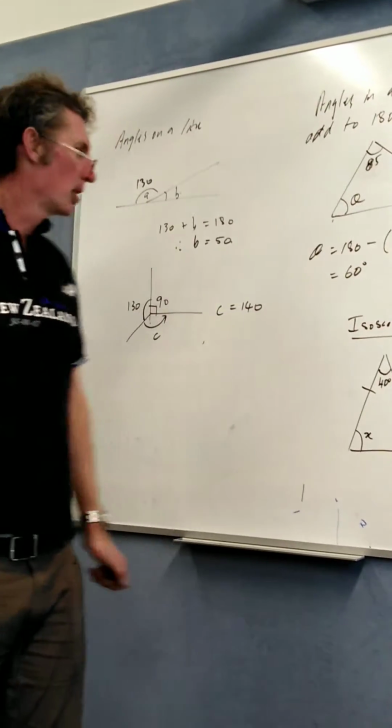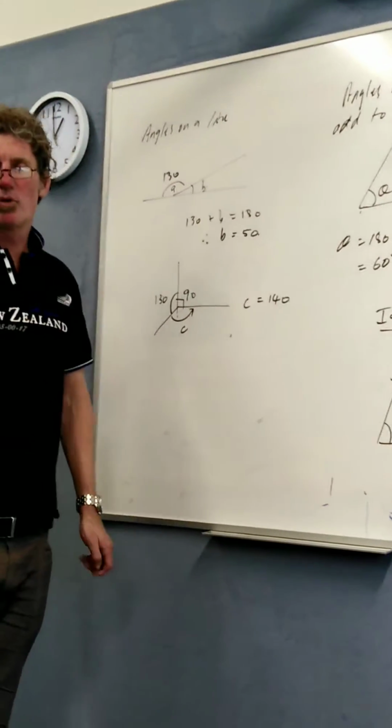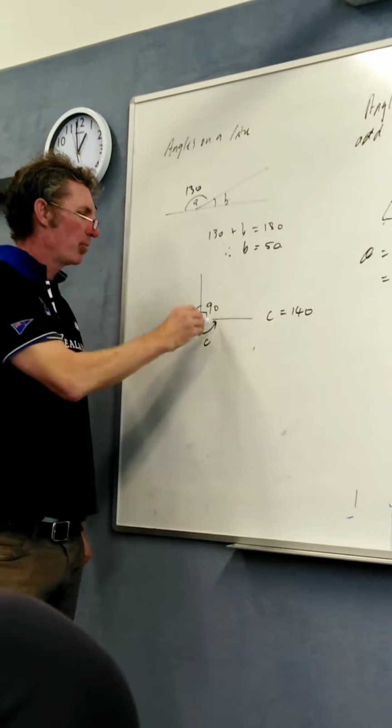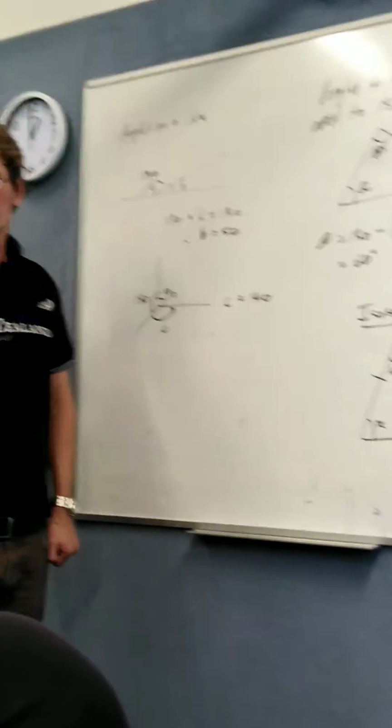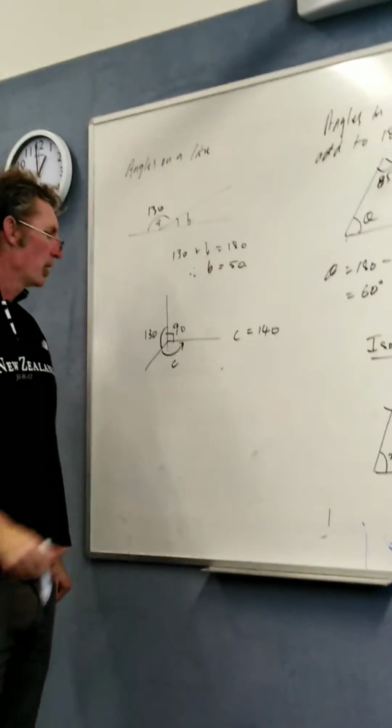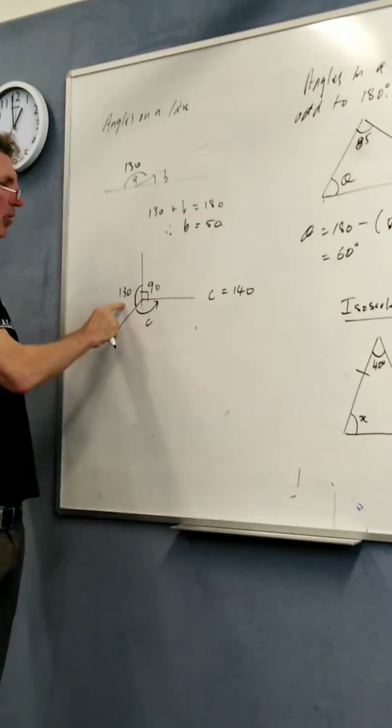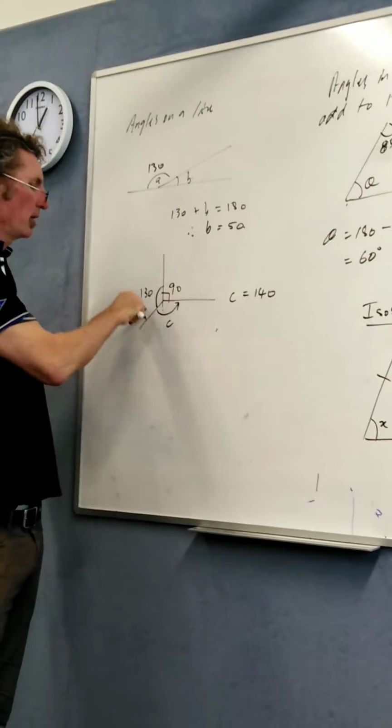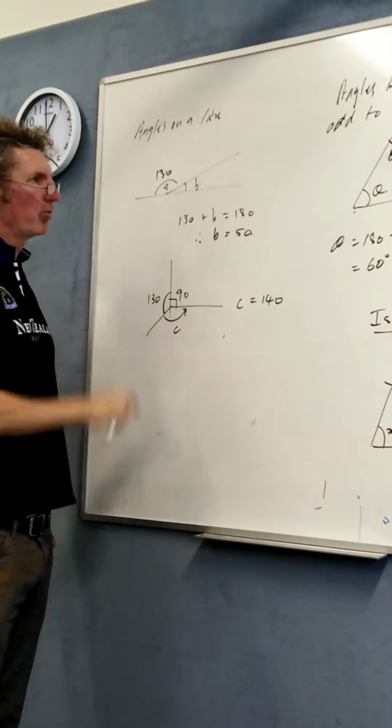Alright? Second one, angles around a point. Any angles that add up around a point like this, they'll always add up to 360 degrees. Okay? So if that was 90 and that's 130, that will be 220 together. So this one here must be 140. Okay?